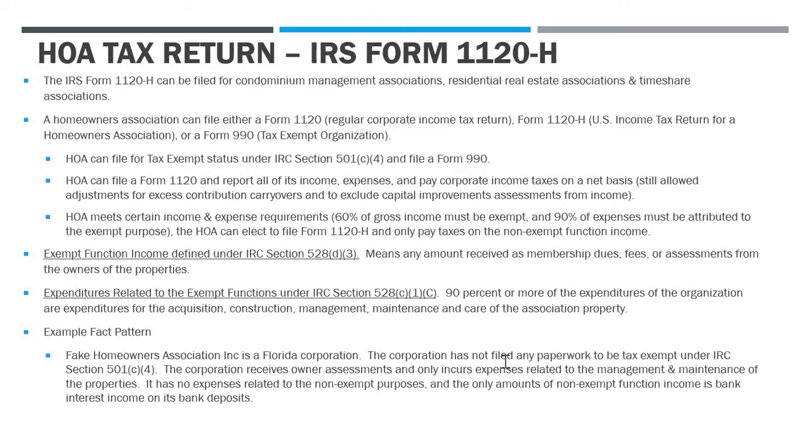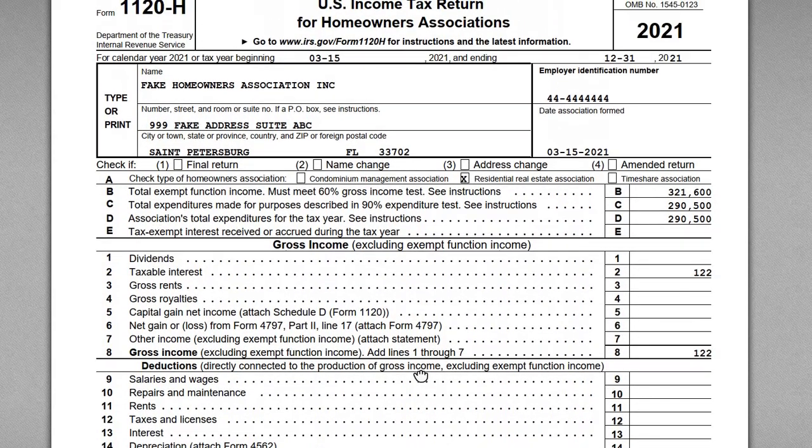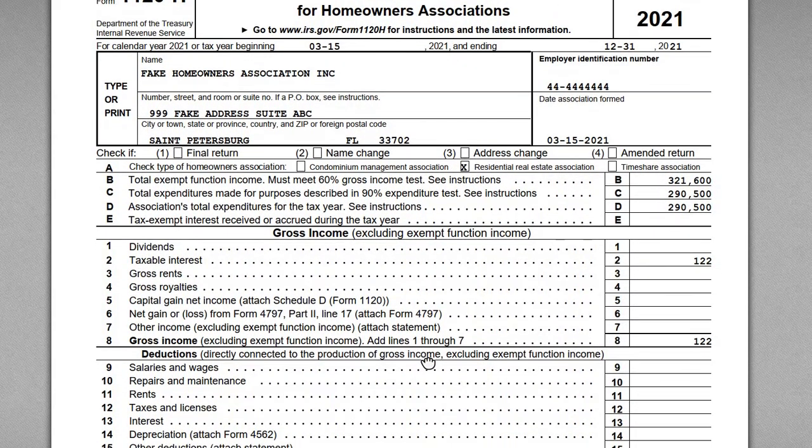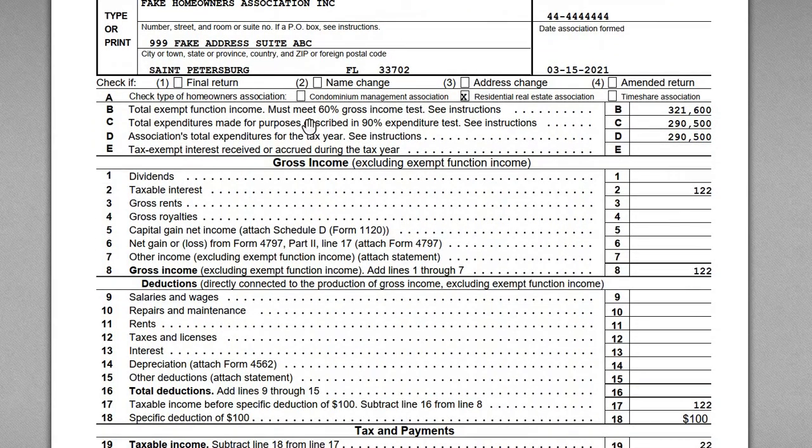Okay, so why is that important? Let's look at the 1120-H page first really quickly, and then we'll go to the Excel workbook. You can see here, it's pretty simple. It's really just one page. That's the nice thing about this 1120-H form. In the top section here, they just want you to report the gross amounts of the exempt function income and the expenditures that qualify for that 90% test.